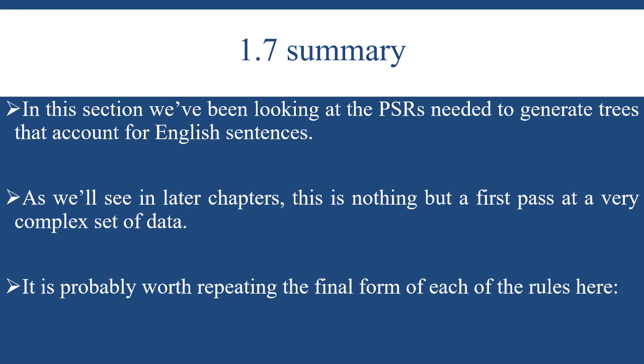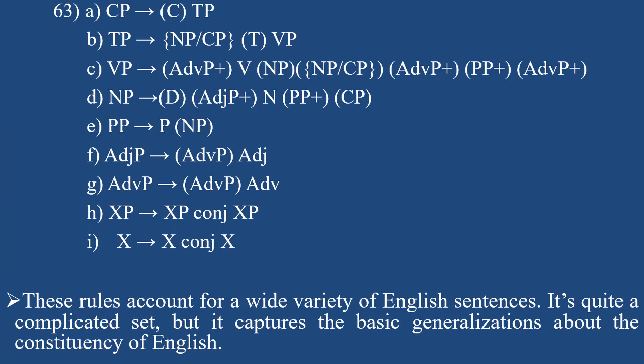Now we move on to the summary. In this section, we have been looking at the basic rules needed to generate trees that account for English sentences. As we see in later chapters, this is nothing but a first pass at a very complex set of data. It is probably worth repeating the final forms of each of the rules here. So these are the rules that we have been studying, explaining since the beginning of this lesson.